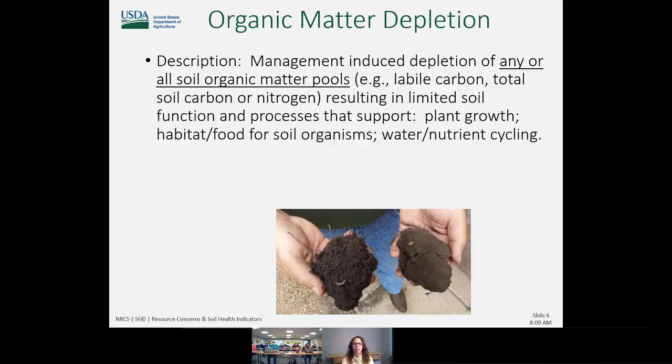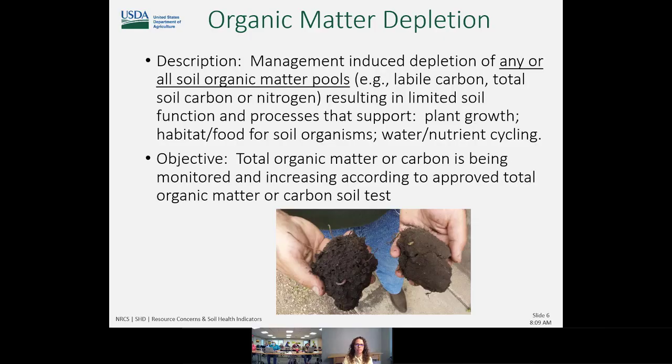Organic matter depletion is another resource concern associated with soil health. And it is, again, a management-induced depletion of any or all soil organic matter pools. So that might be labile carbon, total carbon, or nitrogen. And these result in limited soil function and the processes that support plant growth, habitat or food for soil organisms, and water and nutrient cycling. So we are looking for total soil organic matter or carbon that is increasing and being monitored according to approved total organic matter or soil carbon tests.